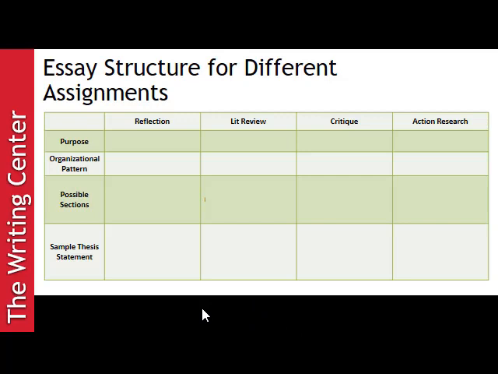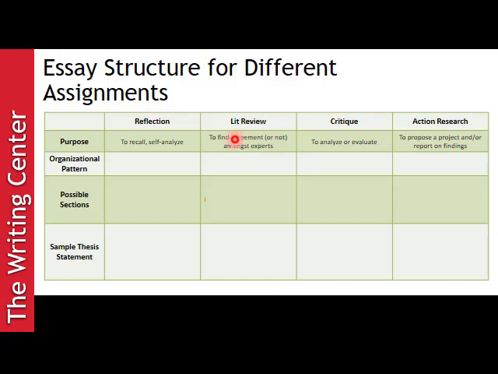Okay, so we're going to talk about essay structure for different kinds of assignments. Up here at the top, I have reflection, lit review, critique, and action research. These are four common types of essays that we see in the Writing Center. So let's look at the purpose for each one. I'm actually not going to read every box for you here. You can do that. I'm just going to give you a few examples.